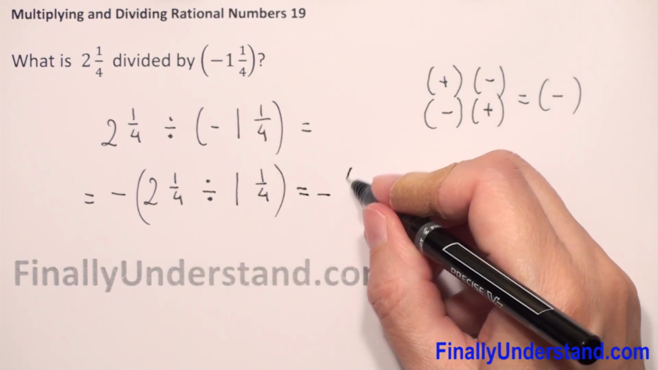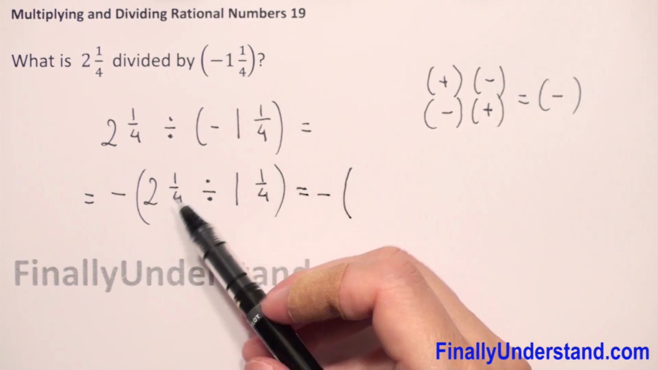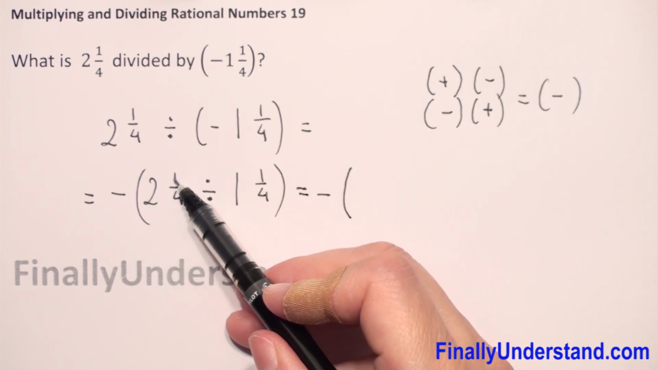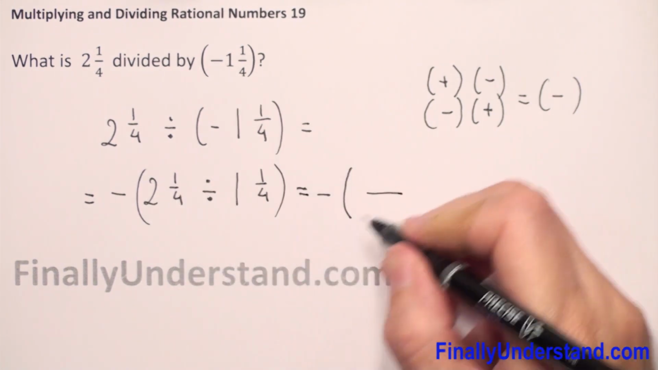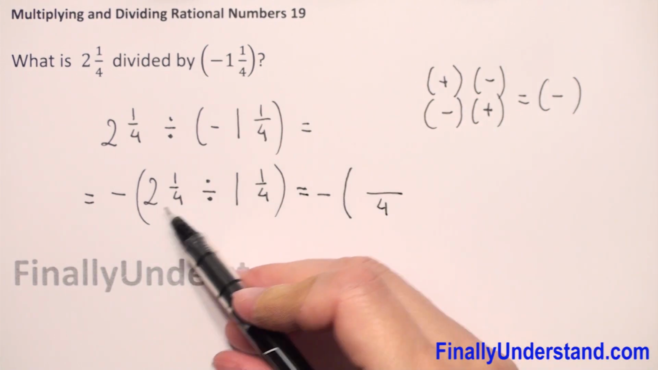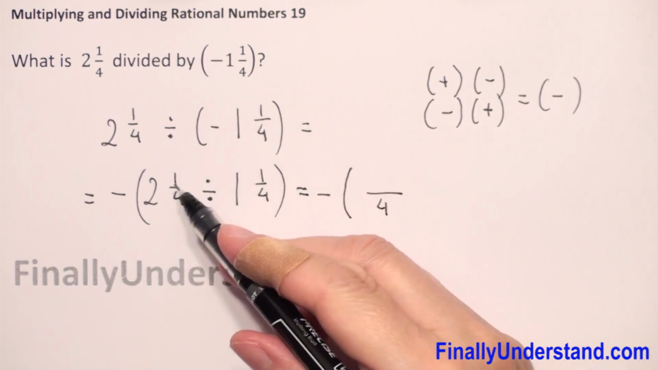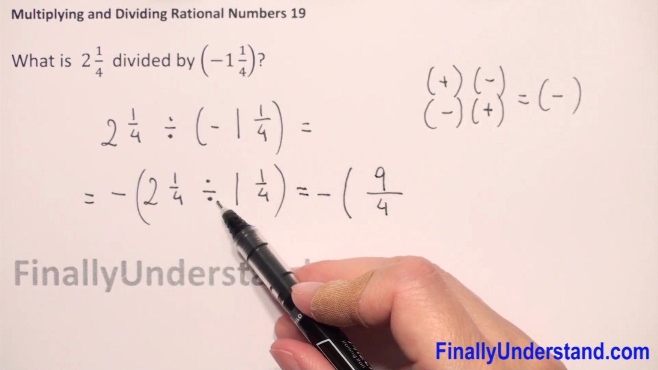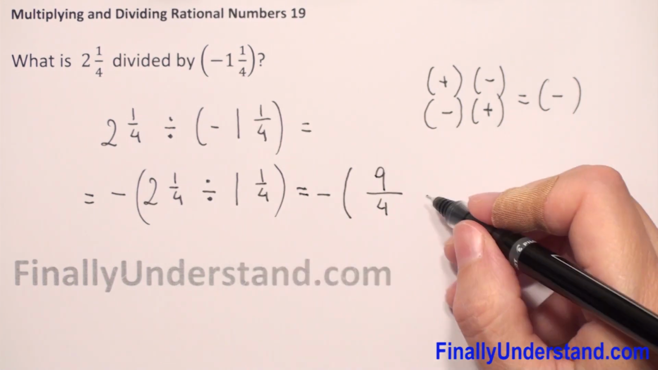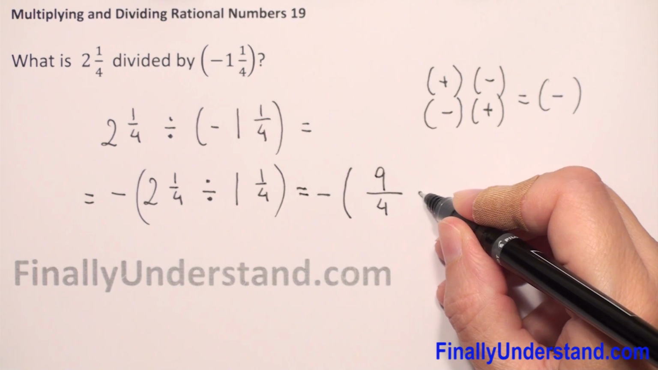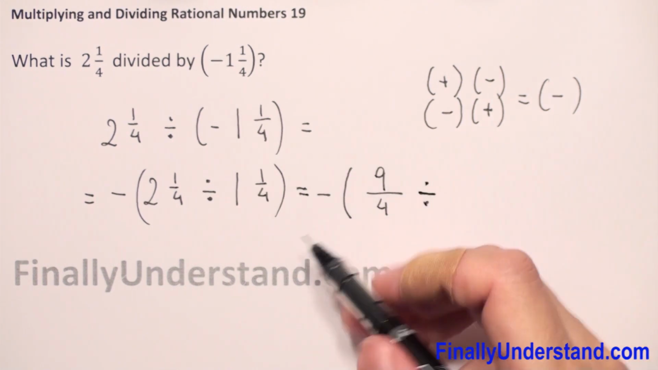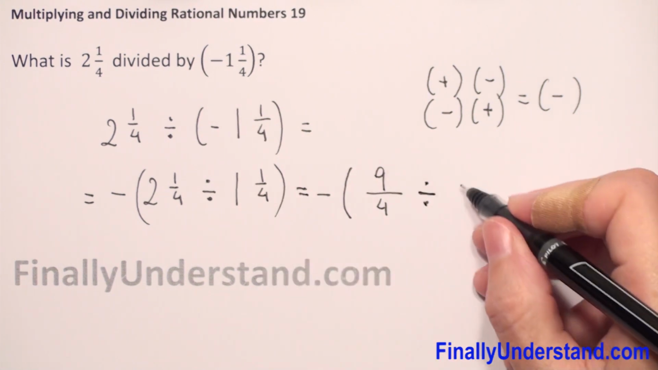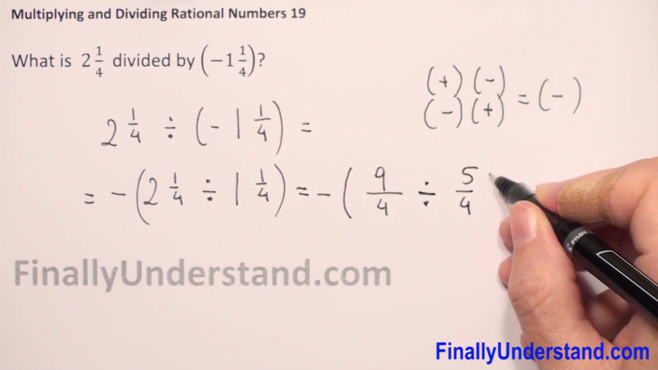So copy the negative sign, and in parentheses, how do we do this? We multiply denominator times whole number and we add numerator. So first copy the denominator. 4 times 2 is 8 plus 1 is 9. We change when we have division. Let me copy maybe first. Divide by. And the second mixed number, 4 times 1 is 4 plus 1 is 5 over 4.